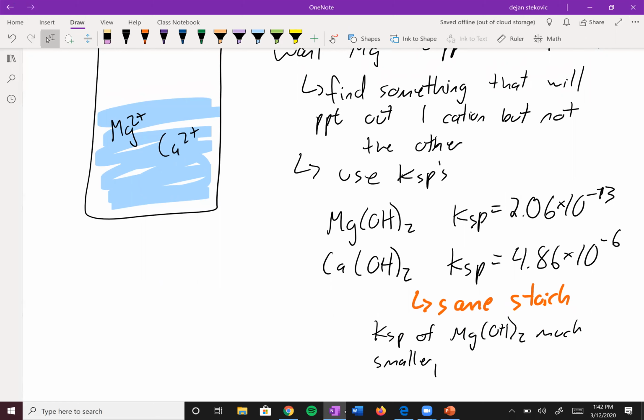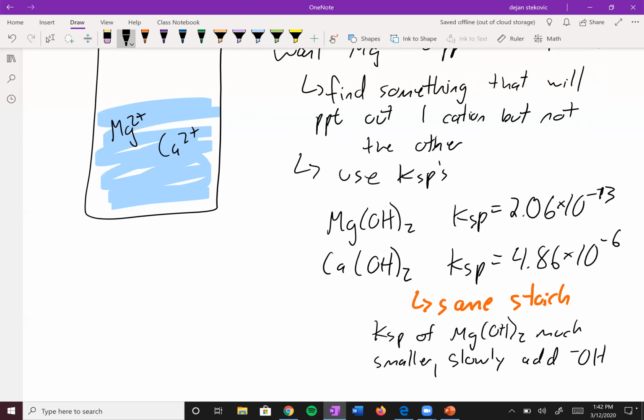So if we slowly add hydroxide, which one of these is going to precipitate out? Both of these values are going to be equal to the concentration of calcium times the concentration of hydroxide. So when you start adding hydroxide, our Q is going to start growing, right? It's going to start at 0 and start growing. When it starts growing, which one of these two numbers is going to hit first? If you go from 0, which number are you going to hit first, 1 or 10? 1. You're going to hit the smaller number first, right? If you start from 0 and you grow, you're going to hit a smaller number before you hit a bigger number. So which one of these is the smaller number?